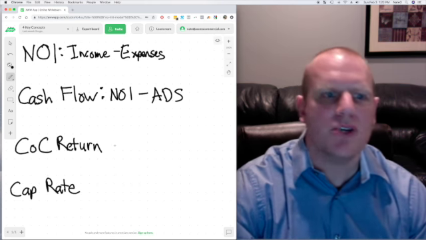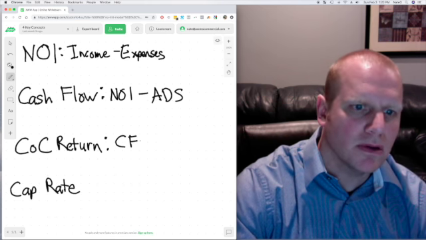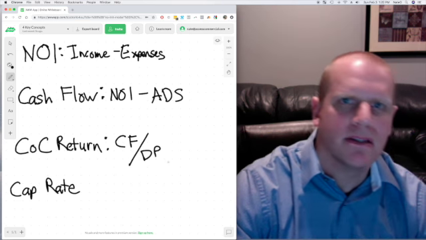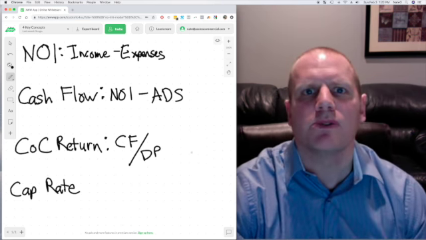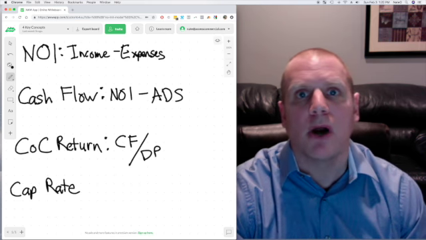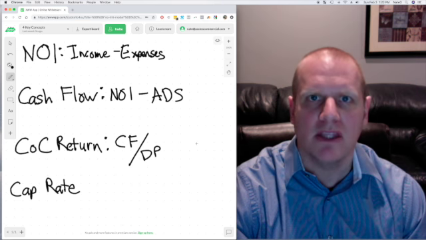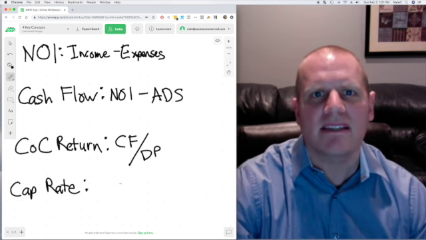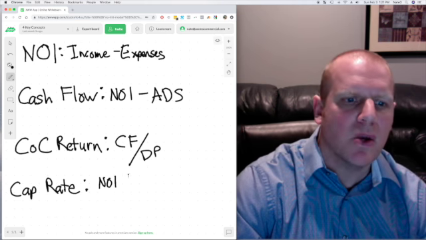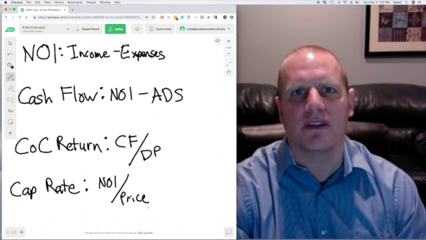The cash on cash return is simply the cash flow divided by the down payment. For today's examples, we're going to be using a 30% down payment, so you will be borrowing 70% of the purchase price from the bank, and you'll be paying on that monthly. Lastly, the cap rate or capitalization rate is simply the NOI divided by the price paid for the investment property.